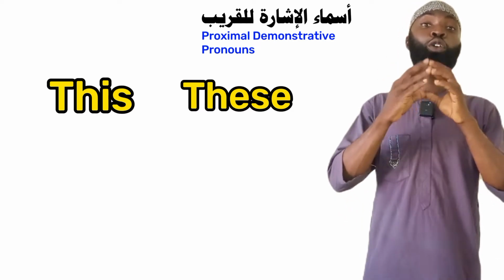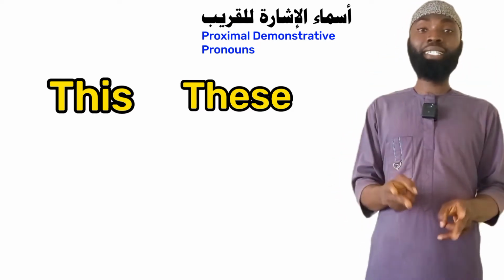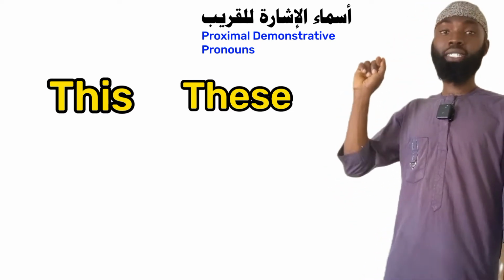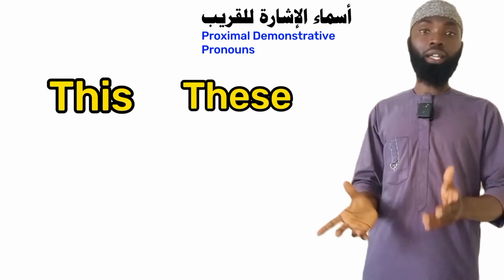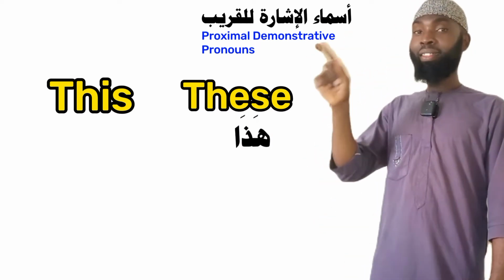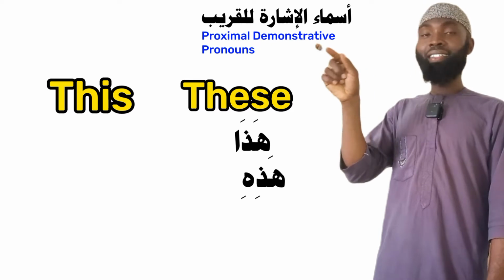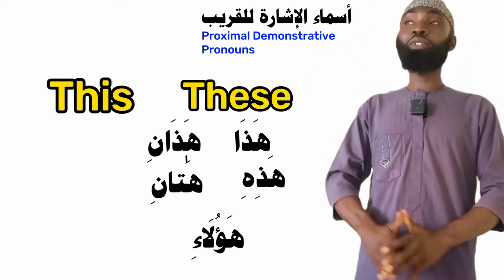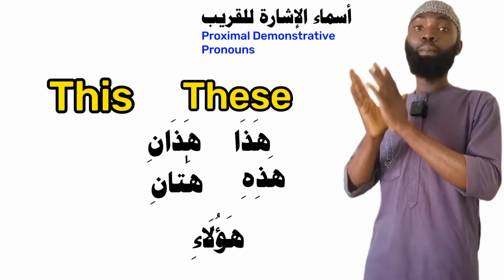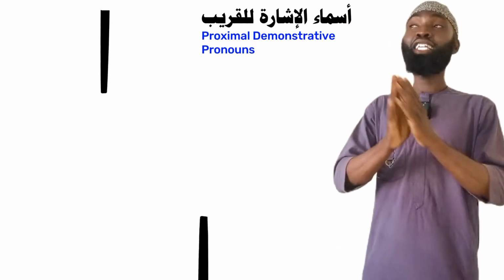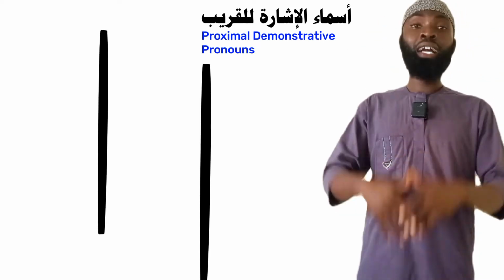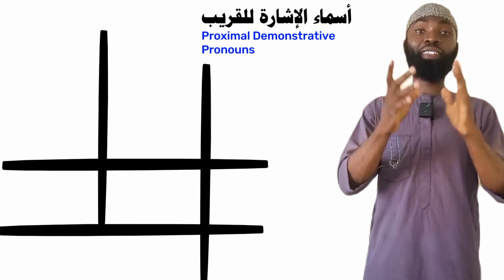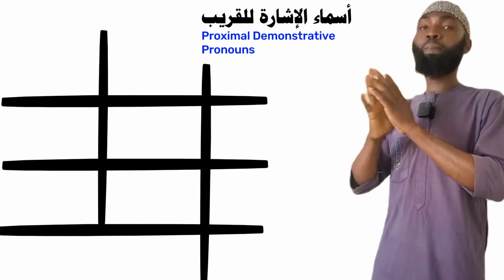And also the Arabic will also cater for dual, when we have 2 persons, 2 objects, or 2 animals. In English, we have this, which is used for singular, and we have these for plural. But in the Arabic, we have hadha, hadhihi, hadani, hatani, haulai. So this video is all about these 5 proximal demonstrative pronouns. Let's dive into this table so we can explain further and also provide lots of examples to better your understanding and the usage of these proximal demonstrative pronouns.